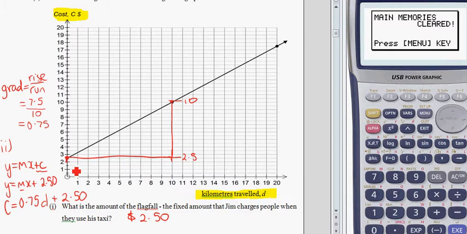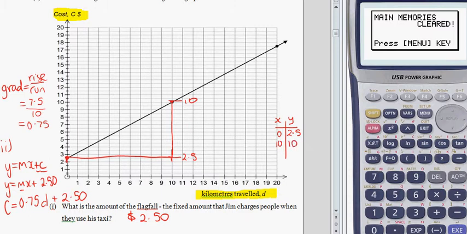Of course there is a way to check that equation on the calculator. It's a straight line, so 2 points would be enough. We've got that point there, which is 0 and 2.5, and we could use this point. These are the x and y coordinates, so the x and y coordinates of that are 10 and 10.